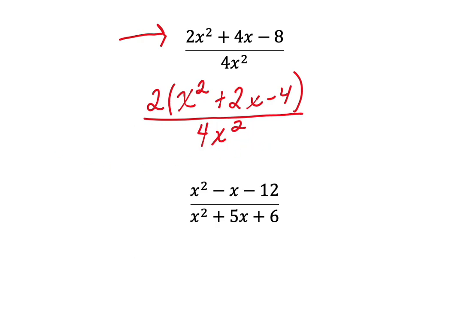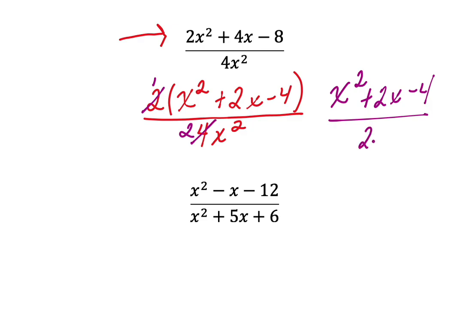So if I look here, I see that I have a 2 that would go into the 4 in the denominator. So it goes into the 4 twice. So the only way that I could simplify this expression is by taking out a greatest common factor and then reducing. So my final answer here would be x squared plus 2x minus 4 all over 2x squared.